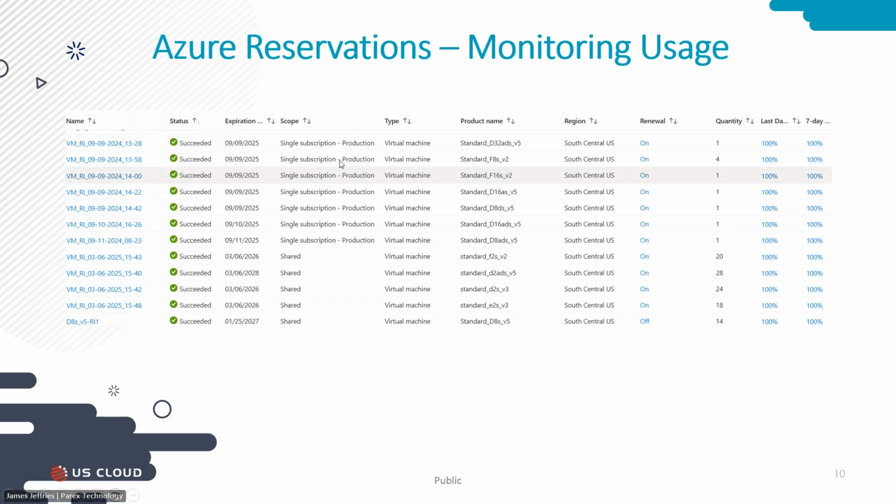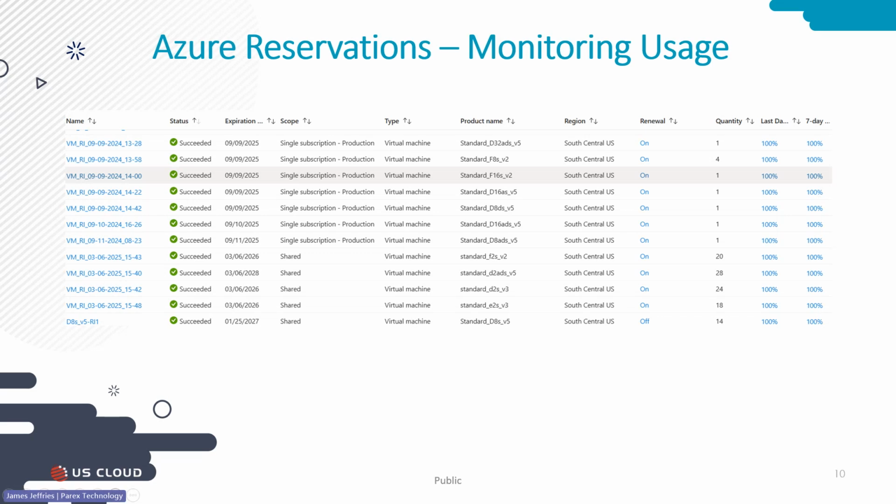Monitoring usage. So I wanted to show this in our proof of concept portal, but because it's a proof of concept portal, resources aren't kept there for very long. We don't have any reservations. So I provided you some screenshots of what this looks like. Same concept: when you go into reservations in the Azure portal, it's going to give you a high level of all the RIs you purchased. And to the right, you're going to have 2 columns, usage over the last day, and then usage over a 7-day period.